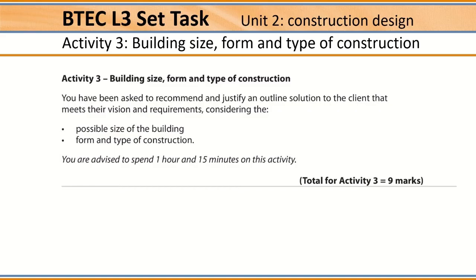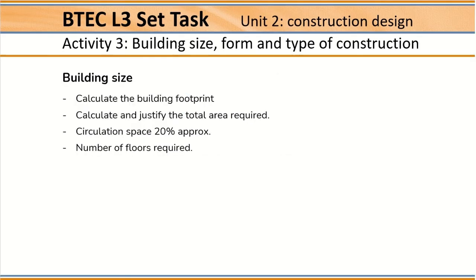Activity 3. Building size, form, and type of construction. You have been asked to recommend and justify an outline solution to the client that meets their vision and requirements, considering the possible size of the building, form and type of construction. Building size. We need to calculate the building footprint, calculate and justify the total area required, and we're going to consider a 20% for circulation space. We will also find out how many floors we need.